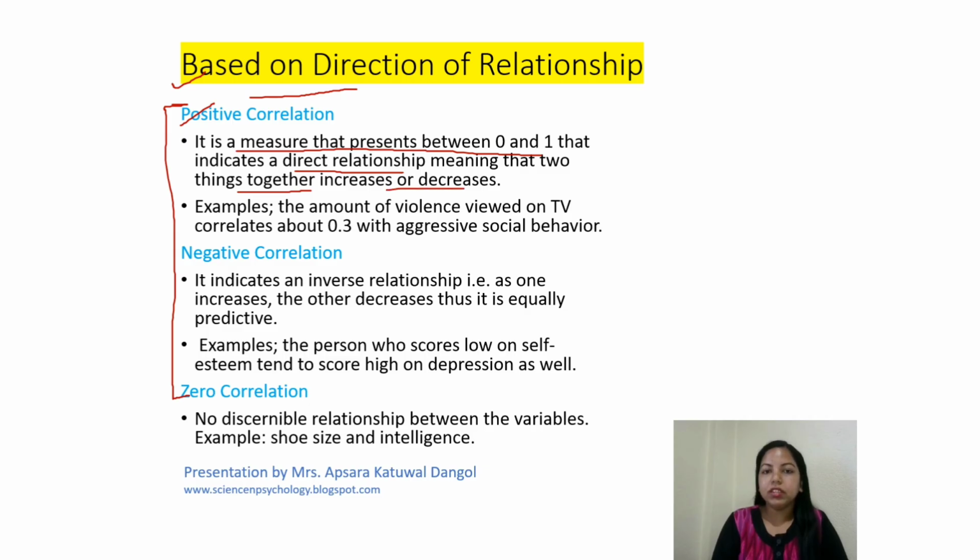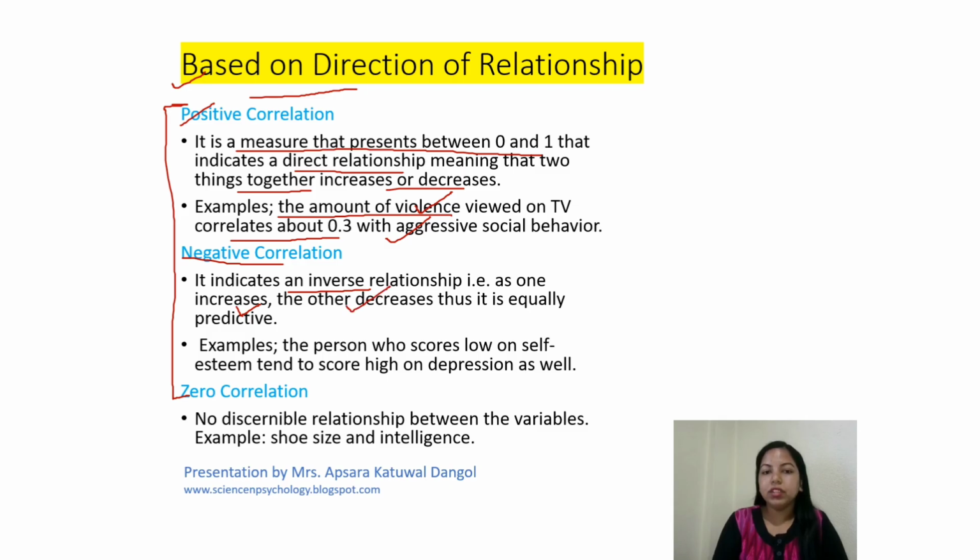For example, the amount of violence viewed on TV correlates about 0.3 with aggressive social behavior. That means if somebody sees violence on TV, there can be the perception of aggression in that individual as well. Now, talking about negative correlation, it indicates an inverse relationship: if one increases, the other decreases.